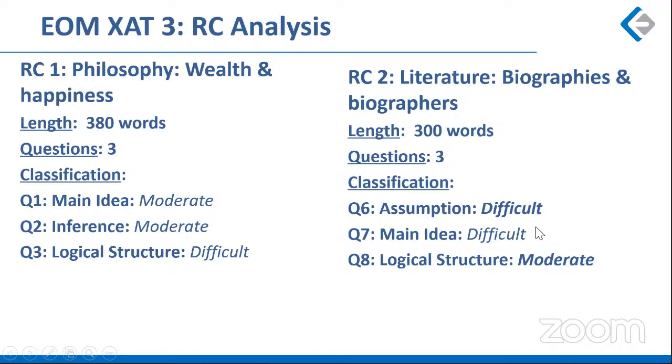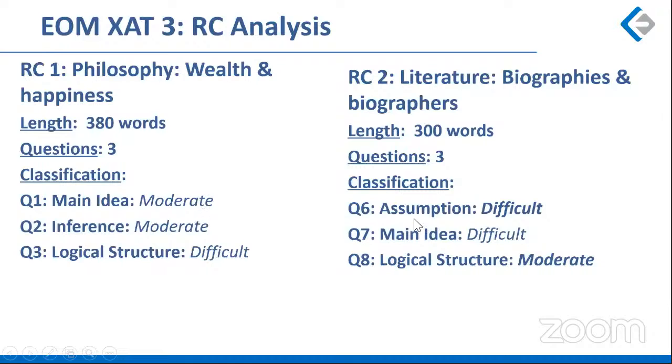RC2, literature, biographies, and biographers. Not very difficult to understand again. This passage is easier to read and it's a short one, 300 words only. But you'll find the two questions quite challenging. That assumption was a slightly challenging one. Even the main idea question has tricky options and therefore is difficult. The logical structure question is a moderate one.